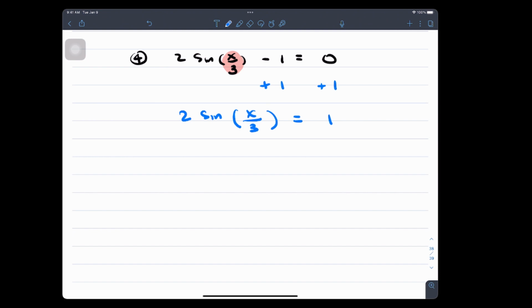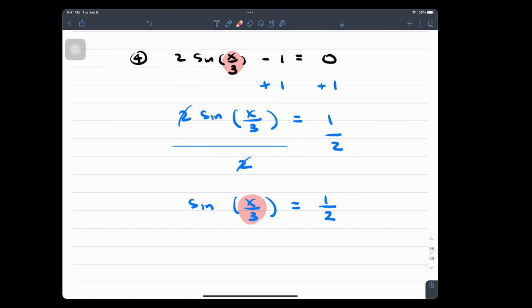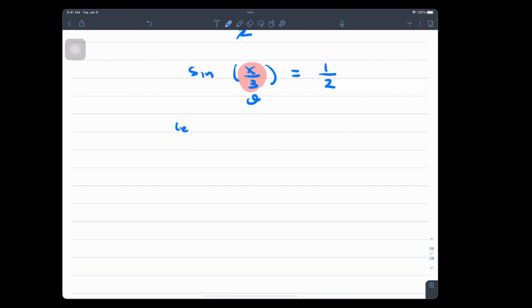Zero plus one is one. Divide both sides by two. You guys remember this? This is what we've been doing. So now sine of x over three is going to be what? 1/2. So what do we do now with x over three? That's going to be our theta. So let theta be x over 3. And now sine theta is 1/2.